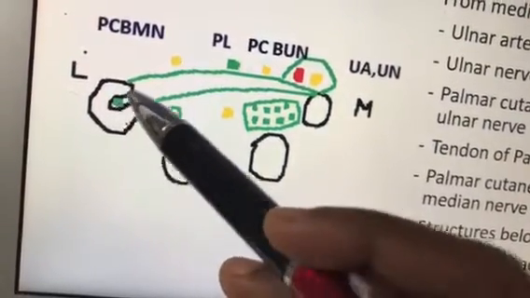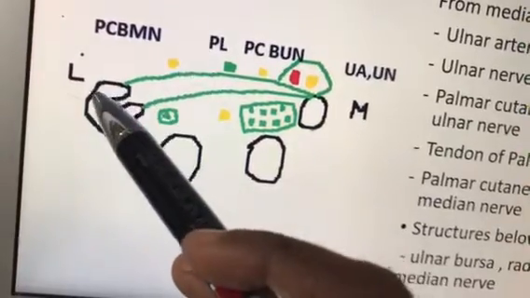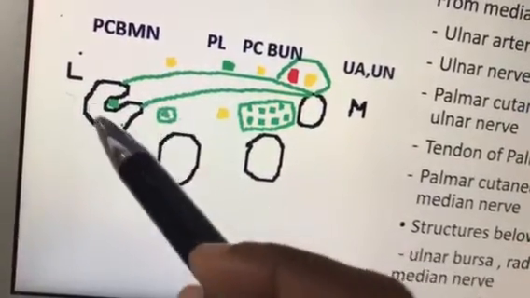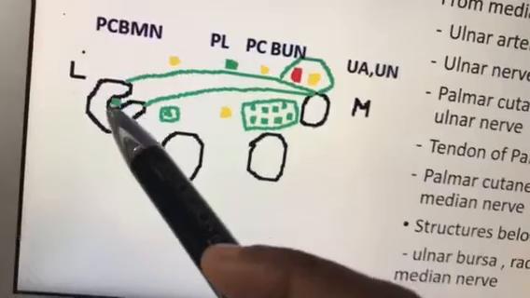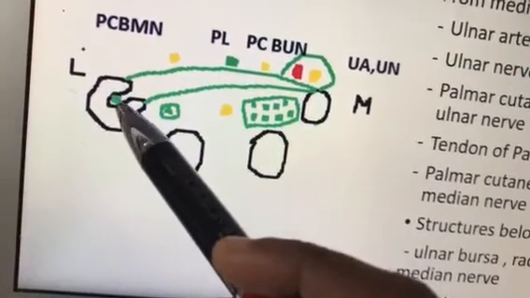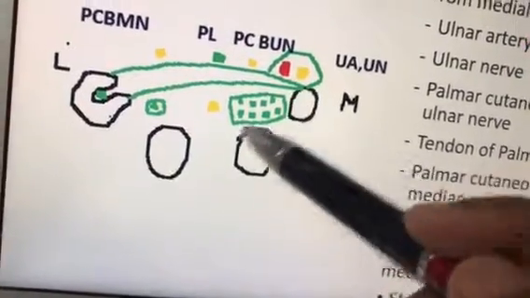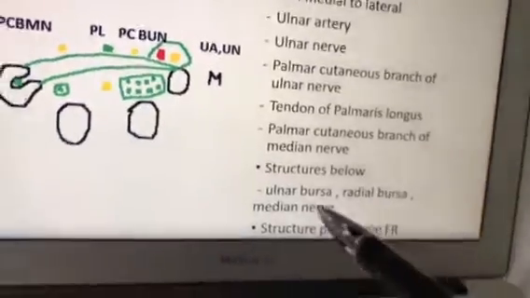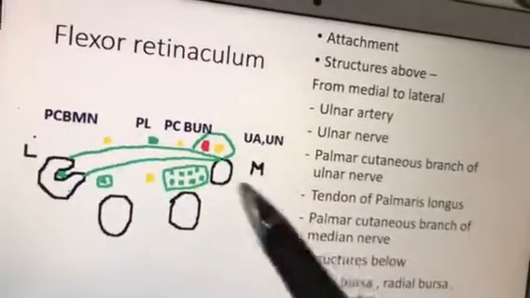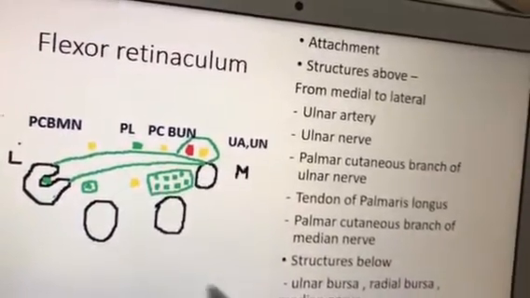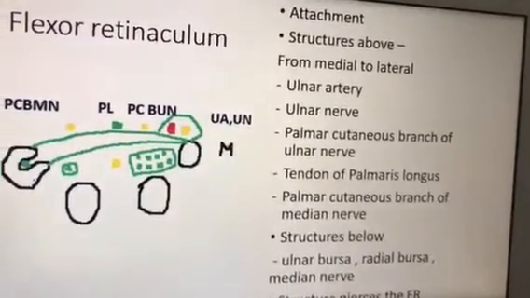And then the structure which pierces the flexor retinaculum and lies in the groove of the trapezium. Can you see there is a groove in the trapezium? That is your flexor carpi radialis. Understood? So this is about the flexor retinaculum: structures above, below, piercing. At least minimum we expect these answers in the student's paper.